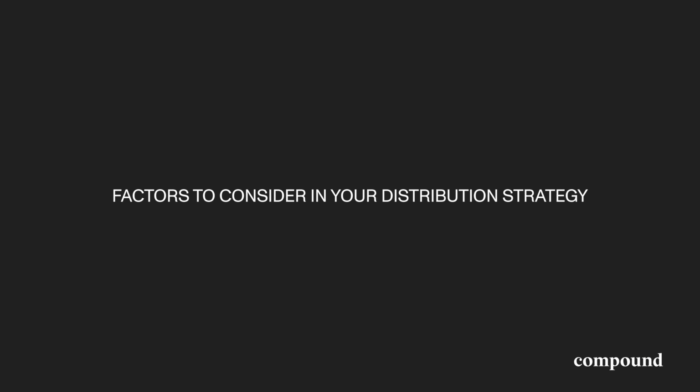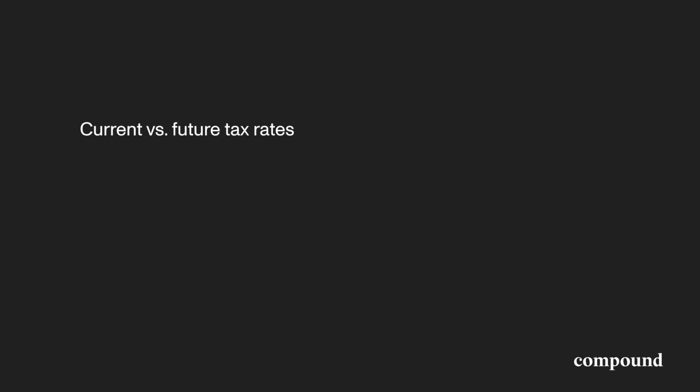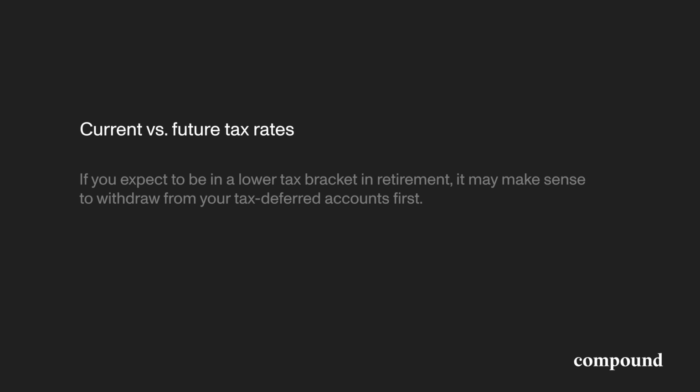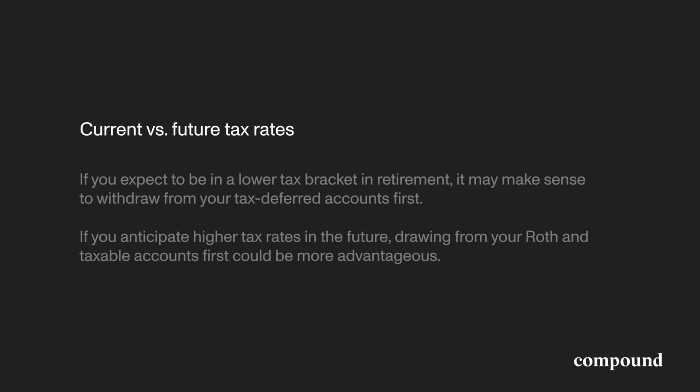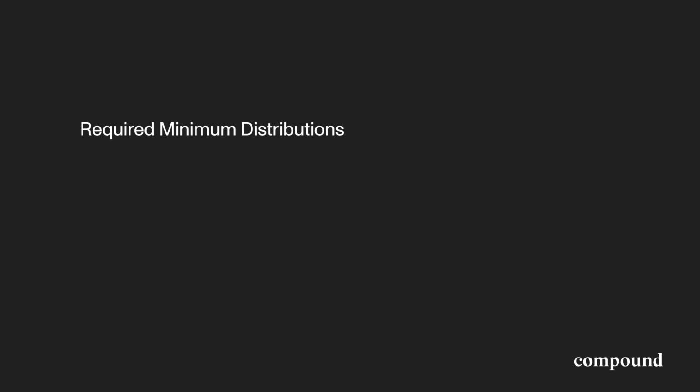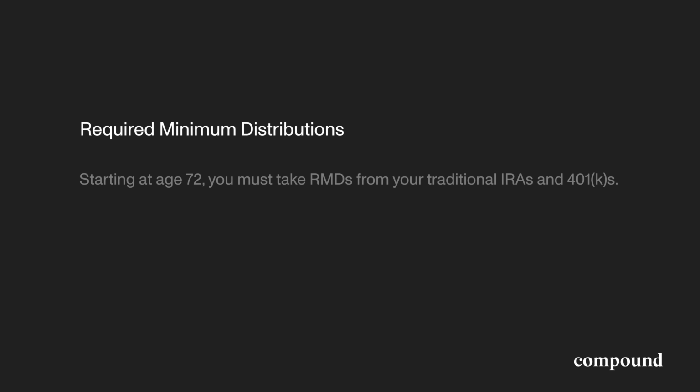Factors to consider in your distribution strategy. When creating your retirement distribution plan, there are several key factors to consider. Current versus future tax rates. If you expect to be in a lower tax bracket in retirement, it may make sense to withdraw from your tax-deferred accounts first. However, if you anticipate higher tax rates in the future, drawing from your Roth and taxable accounts first could be more advantageous. Required minimum distributions, or RMDs. Starting at age 72, you must take RMDs from your traditional IRAs and 401ks. These withdrawals are taxed as ordinary income and can push you into a higher tax bracket if you're not careful.